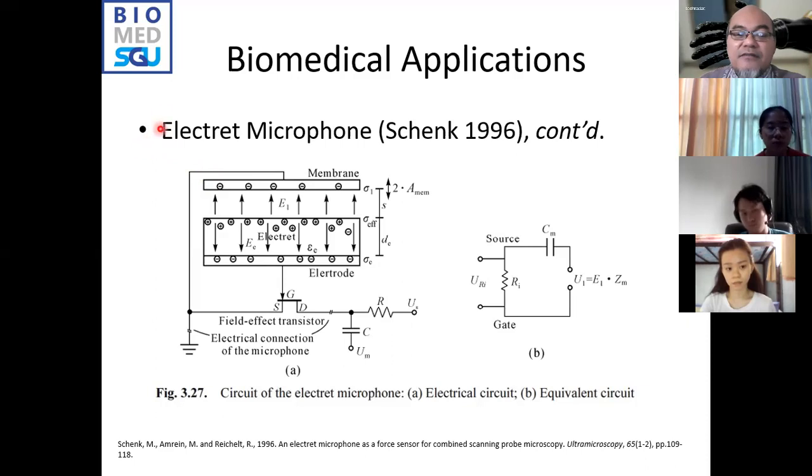So vibration from an acoustical point of view is the change of the air pressure due to the sound that we generate. So this will make the membrane vibrate, and therefore the value of E1, the field between this membrane and the electrode, will also change. And this field can then be detected by using this one, the field effect transistor.